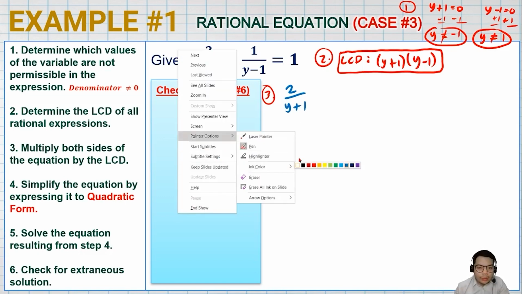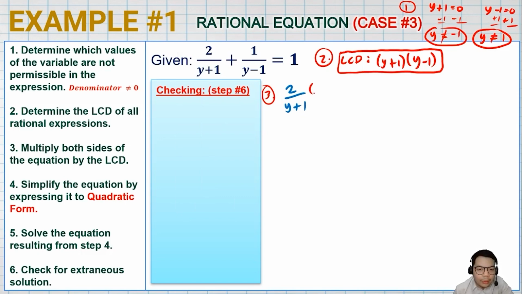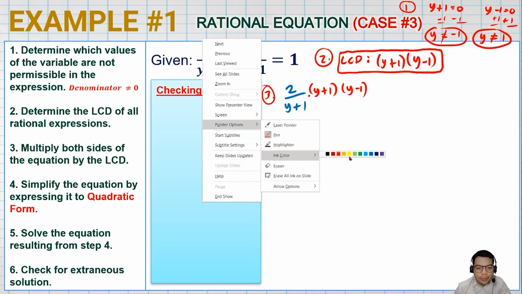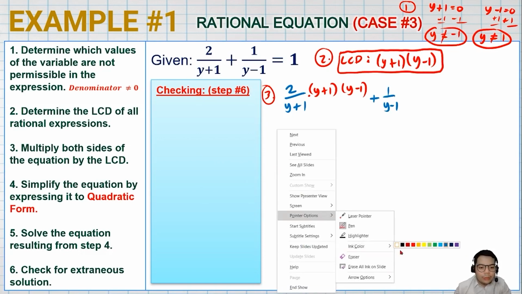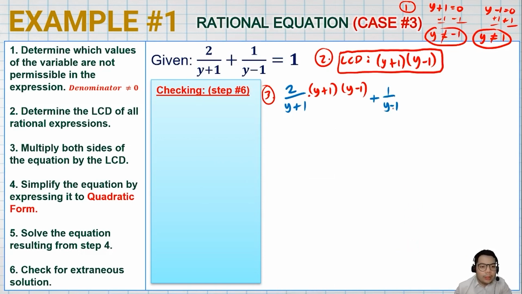So, we multiply this with the LCD. So, sulat ko na rin dito, times y plus 1. Yan, multiplication yan, times y minus 1. So, that's the first term. Second, we'll copy once again plus 1 over y minus 1. So, we multiply this also with the LCD, which is y plus 1 times y minus 1. Yan. So, multiply lang natin sila lahat. Tanggal natin to para hindi na ito.